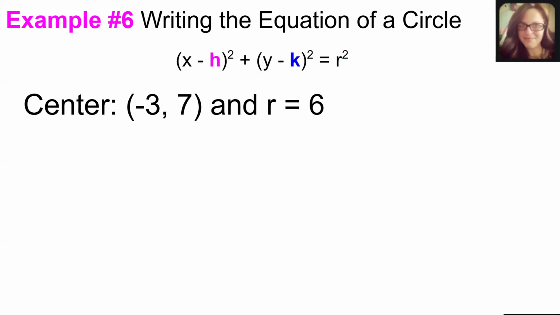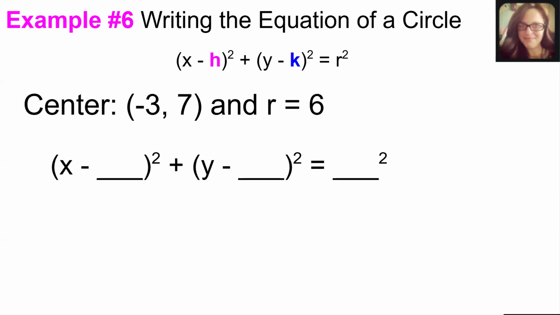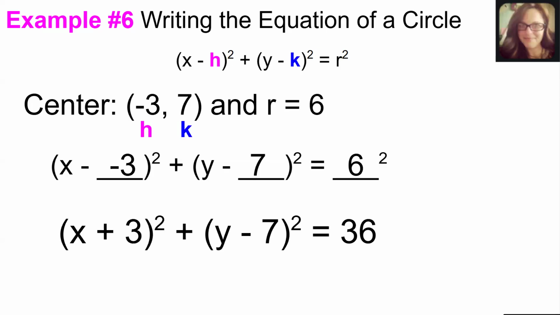Let's do another one. Writing the equation of a circle, given the center and the radius. We'll set up our circle equation and identify h and k. H is -3, so we'll substitute -3 in for h. 7 is k, and we'll substitute that in for k. And r is 6, and we'll substitute that. Then we can simplify x minus -3 will be x plus 3, and 6 squared is 36.